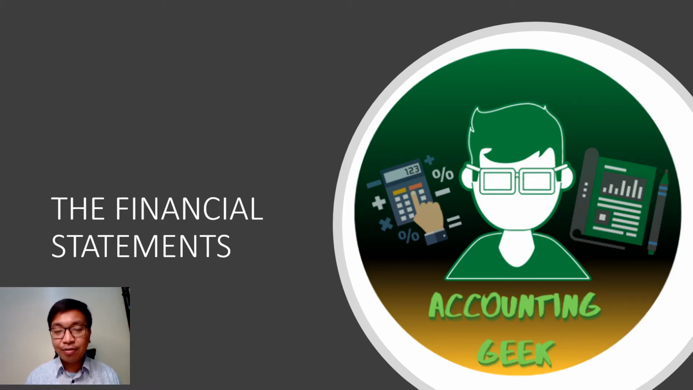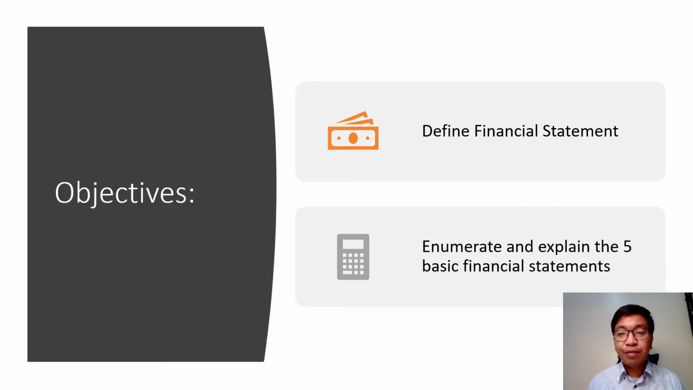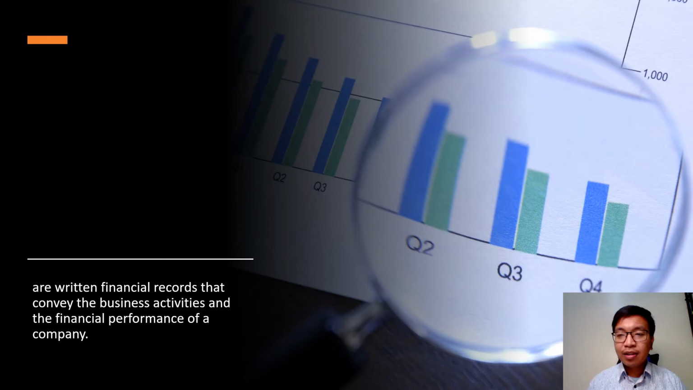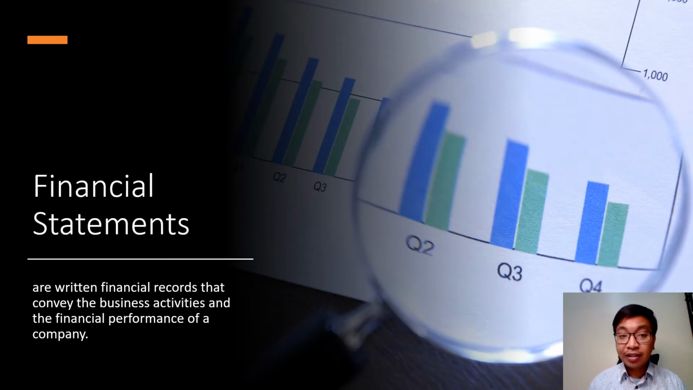So for this video, I am going to cover the topic about the financial statements. So let us first identify our objectives. First, we are going to define what a financial statement is, and second, we are going to enumerate and explain the 5 basic financial statements. So let's define what financial statements are.